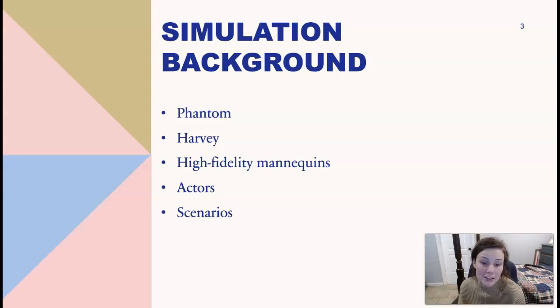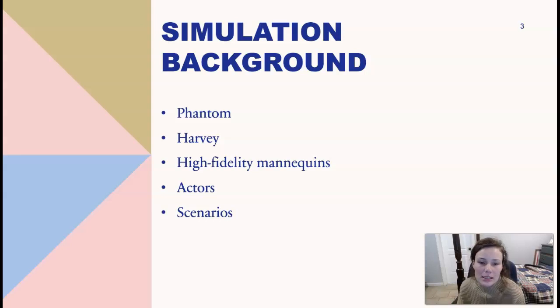And then we developed the high fidelity mannequins, and this is what we are utilizing today in our simulation settings, and they are great. They can cry real tears. They will actually have mannequins that will birth a child. So we're definitely moving forward in the process from back when Phantom was created.